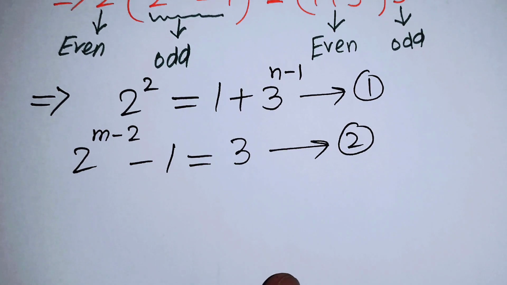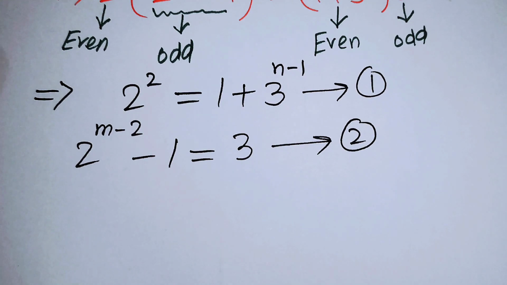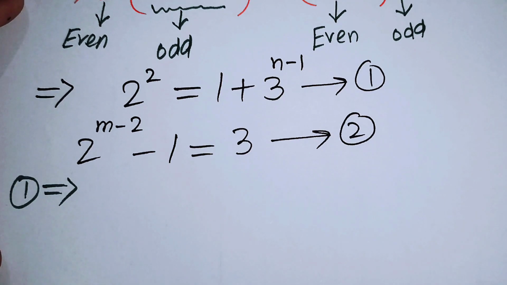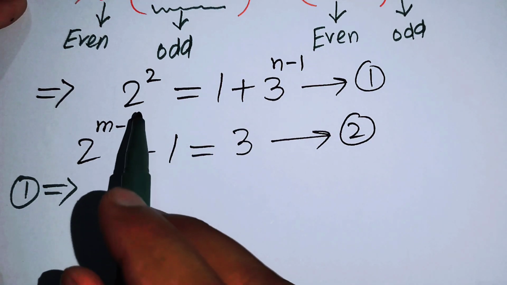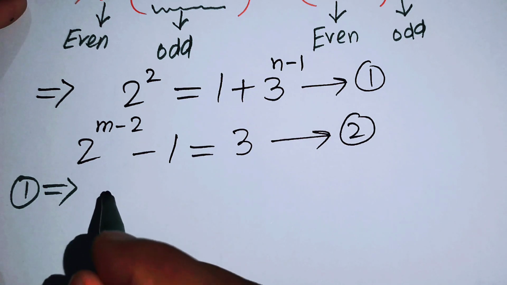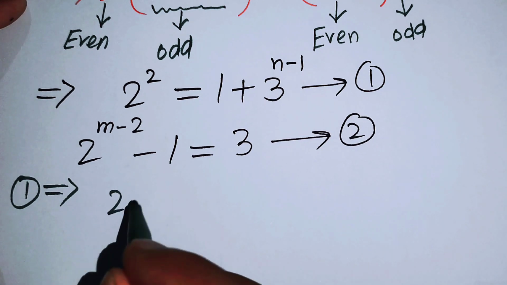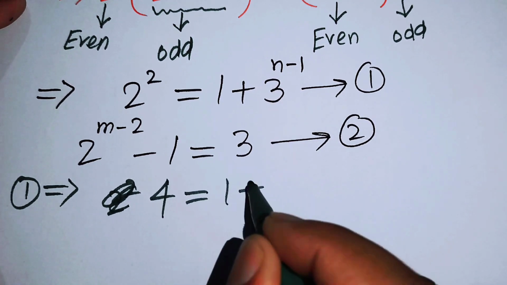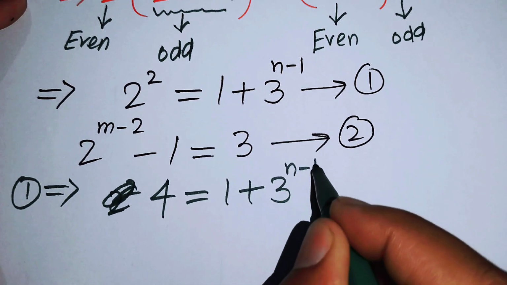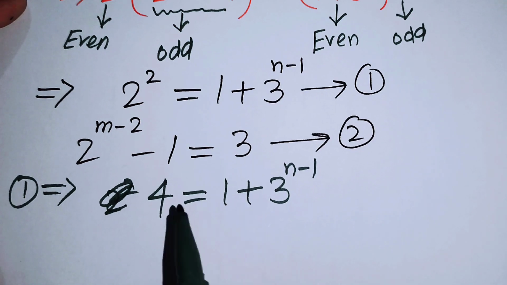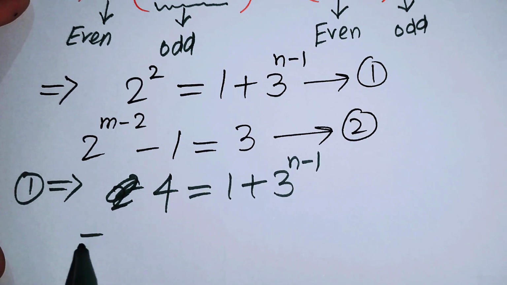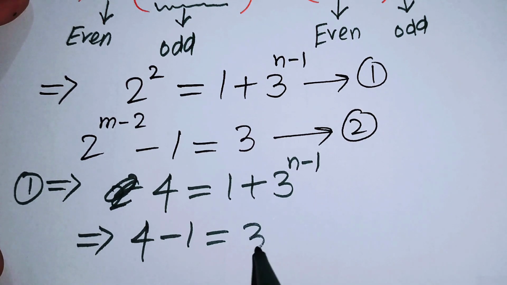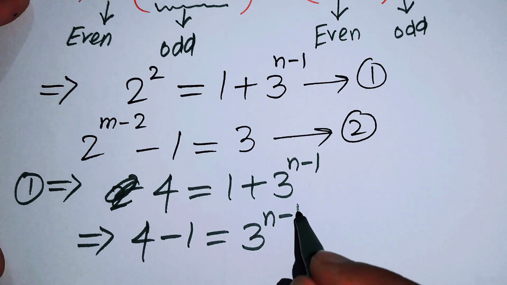First I solve equation number 1. In equation number 1 we have 2 squared. So first I write this equation as it is. 2 squared becomes 4, which is equal to 1 plus 3 to the power of n minus 1. Now we move this plus 1 to the left hand side, and you get 4 minus 1 is equal to 3 to the power of n minus 1.